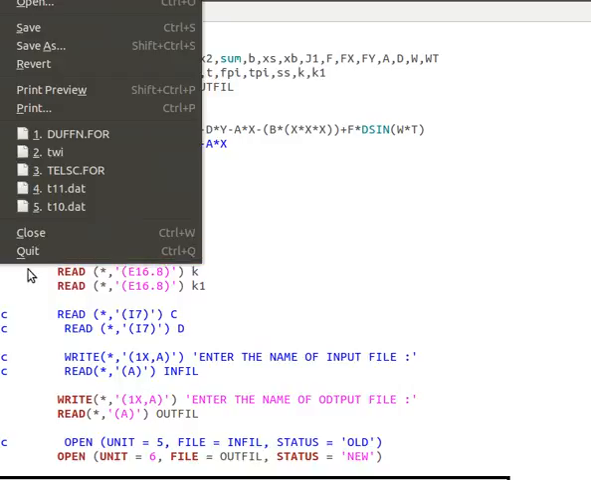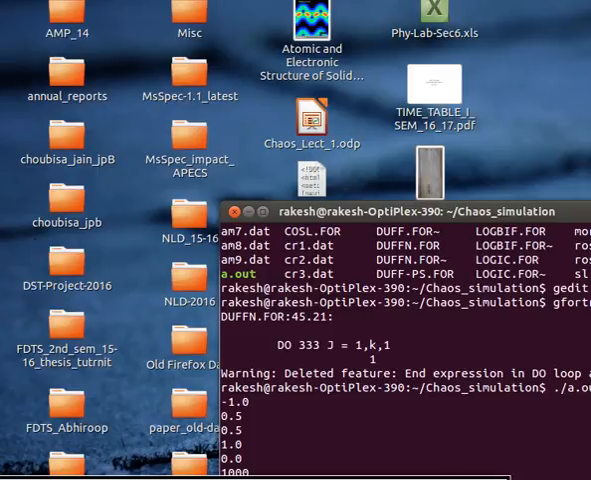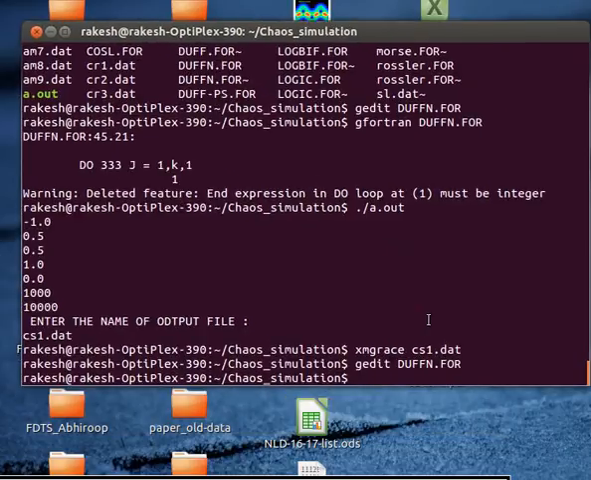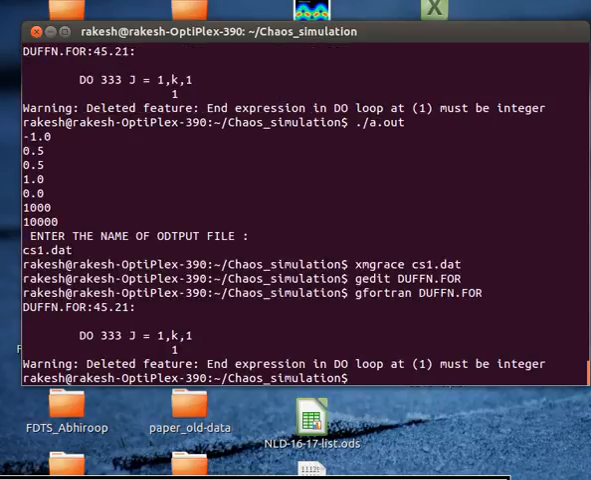Okay, so let us solve it. It will run this. It's anyway just a warning, so it will not affect our results. This is the executable file, you run it.